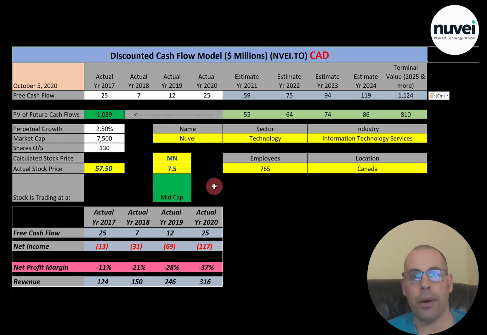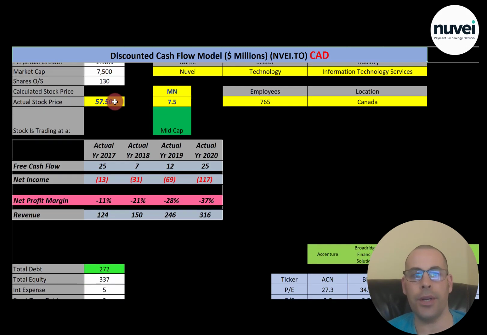This company has a market cap of 7.5 billion Canadian dollars. That's the value of the company according to the stock market. And they trade at $57.50, and they have 130 million shares outstanding. To get shares outstanding, market cap divided by stock price gives you shares outstanding. Let's look at the financials.